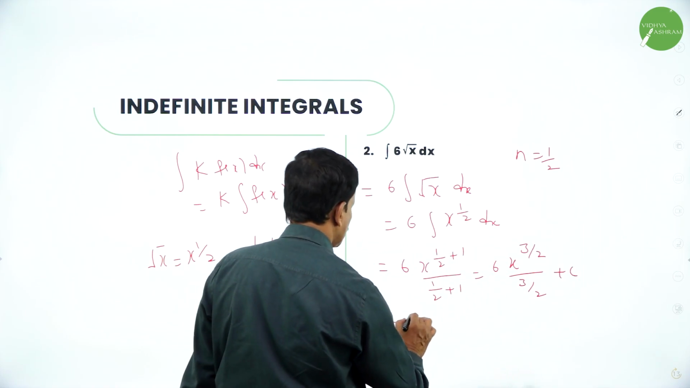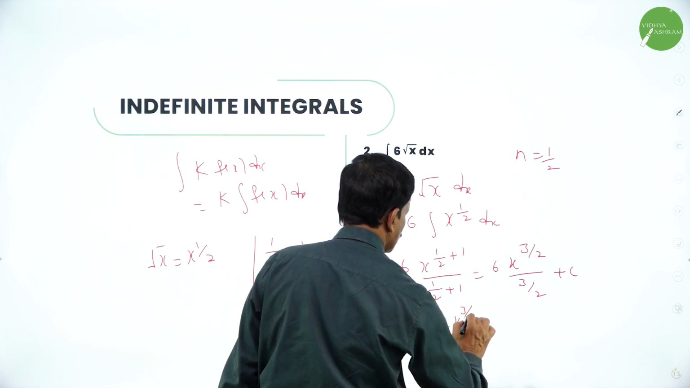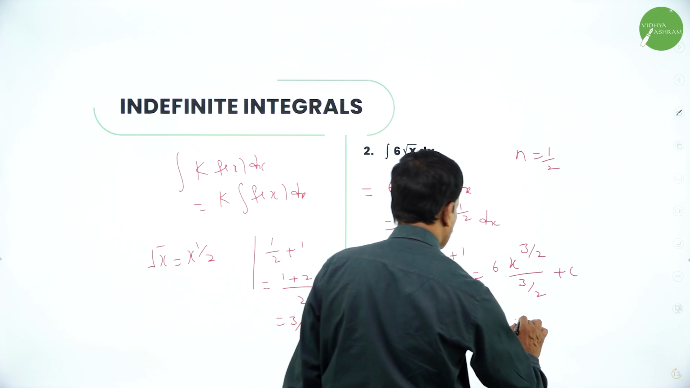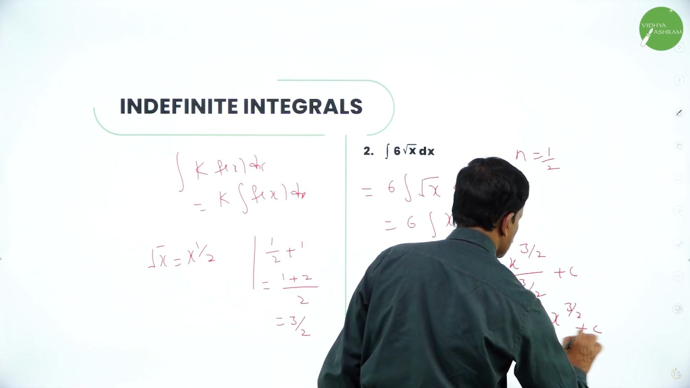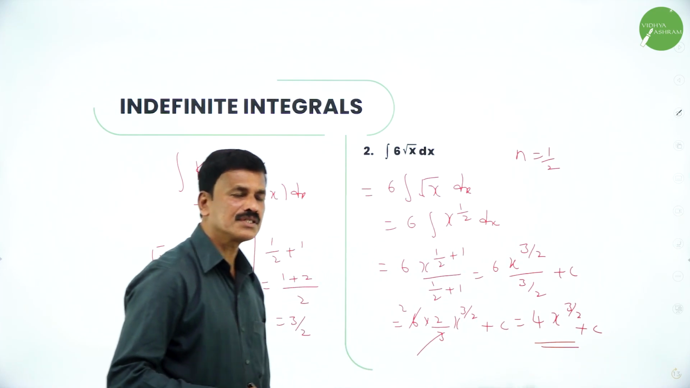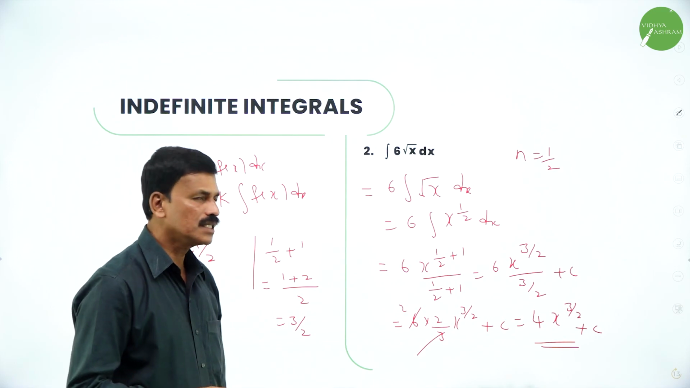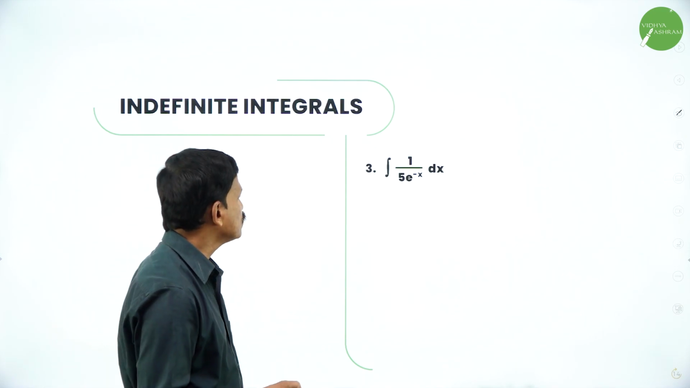Transfer this to the numerator: 6 into 2 by 3 x to the power of 3 by 2 plus c. 3 twos get cancelled, 2 twos are 4. So 4 times x to the power of 3 by 2 plus c is the integrated answer. Okay, very simple for 1 mark. Now move on to the next problem.